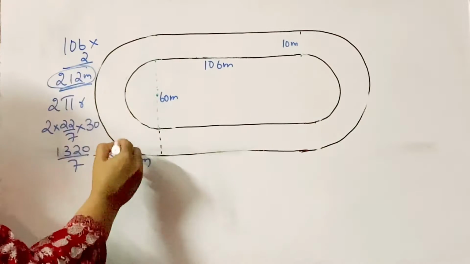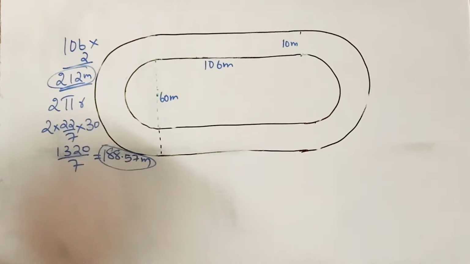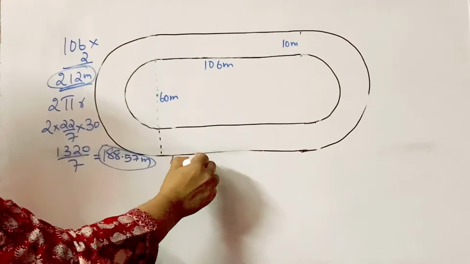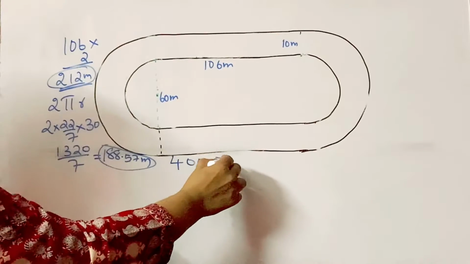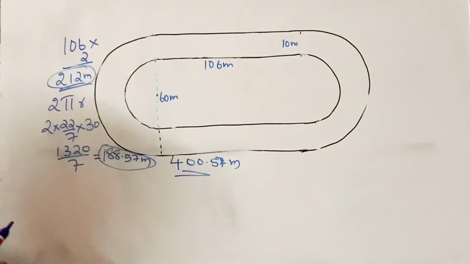So what is the total length of the inner edge? This plus this. Okay, add those, then we will get 400.57 meters. That is the total length of the inner edge.